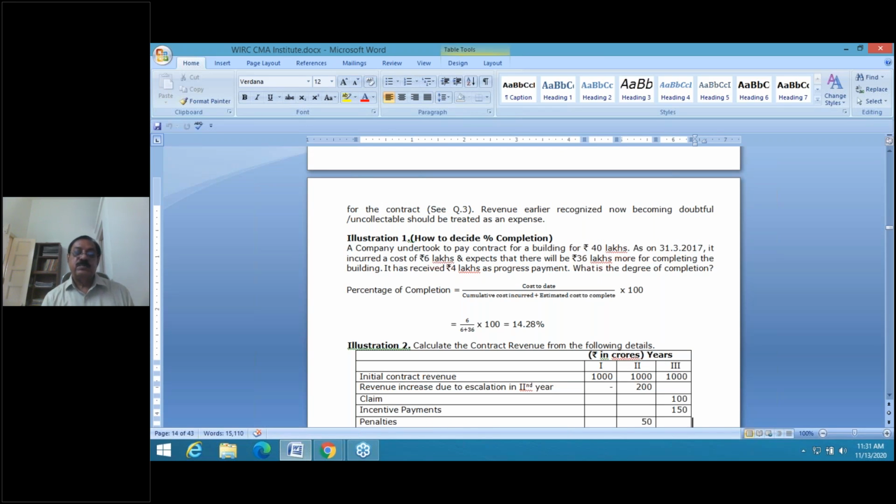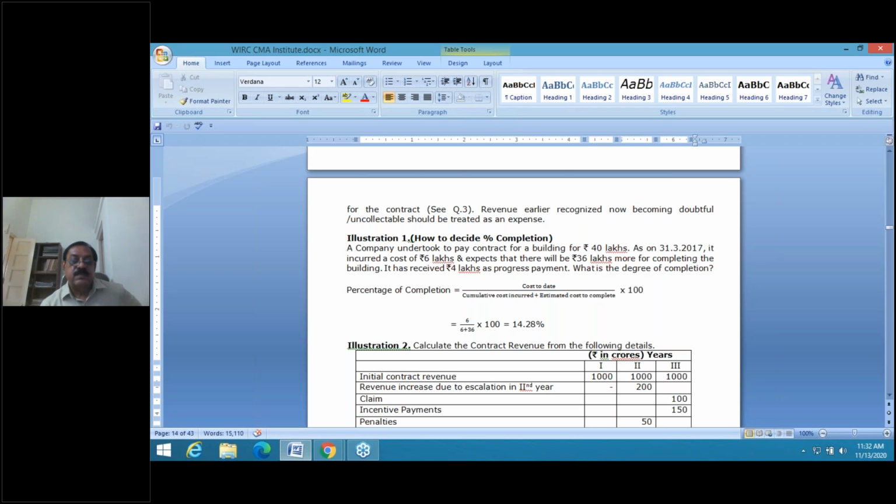A company undertook a contract for a building for 40 lakhs. As on 31st March 2017, it incurred a cost of 6 lakhs and expects that there will be 36 lakhs more for completing the building. It has received 4 lakhs as progress payment. What is the degree of completion? Friend, this is the question I have taken from your December exams MTQs.